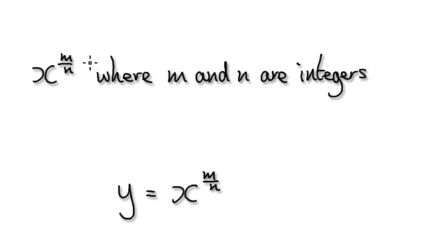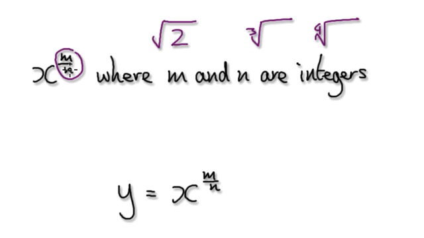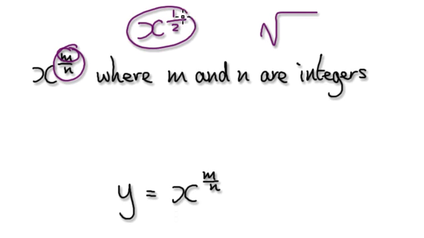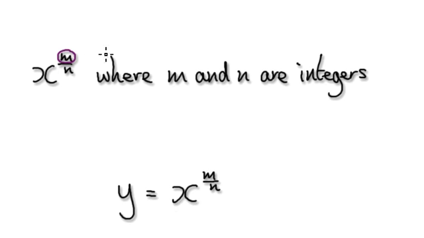Bear in mind that by writing in this form, we will actually cover the square root, or the cube root, or the fourth root and so on. Because if you make m to be 1 and n to be, let's say, 2, then this covers the case of square root. If you make m to be 1 and n to be the number 3, then this will cover the case of the cube root, and so on. So by writing like this, we will cover all the roots as well.